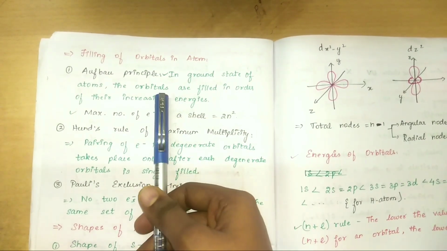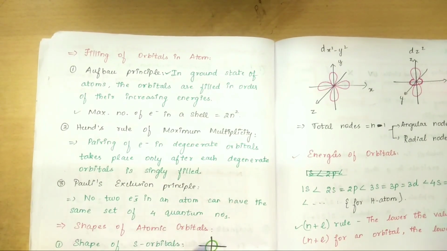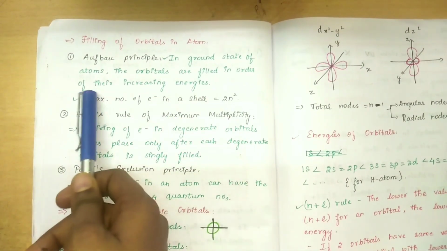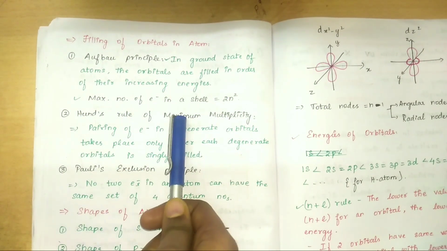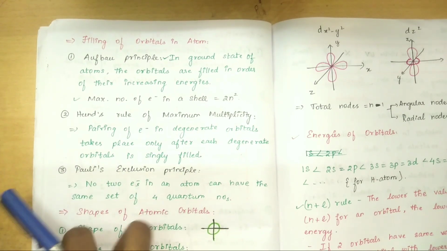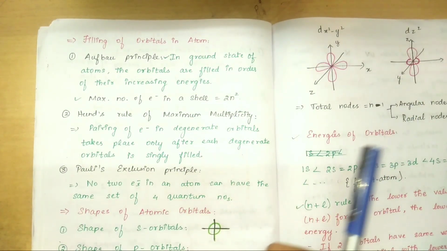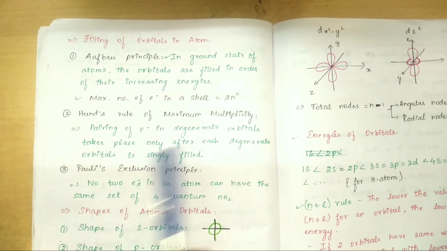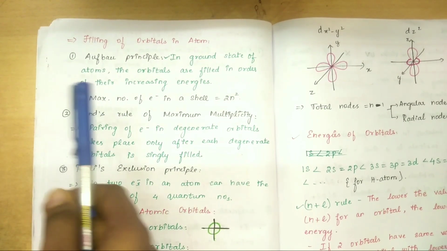Then filling of orbitals in an atom. It is done by certain rules. The first one is the Aufbau principle. In the ground state of atoms, the orbitals are filled in order of their increasing energy. First, the lower energy orbital should be filled with electrons, and then you should move to higher energy. You should not fill the electrons in a random manner. From lower to higher you should fill; this is the Aufbau principle.